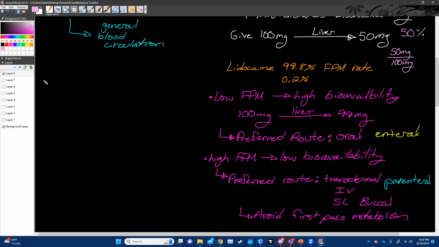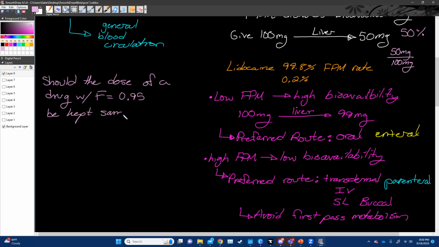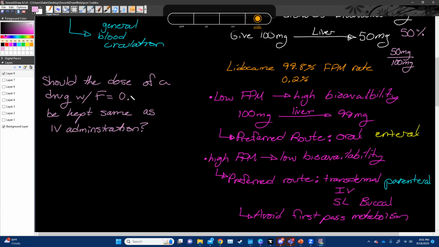So here's a question for you. Should the dose of a drug with a bioavailability of 0.95 be kept the same as IV administration? I'll keep it the same, 0.95. This would probably be easier to explain. And then I'll give the other one. Should the dose of a drug with a bioavailability of 0.95 be kept the same as IV administration?